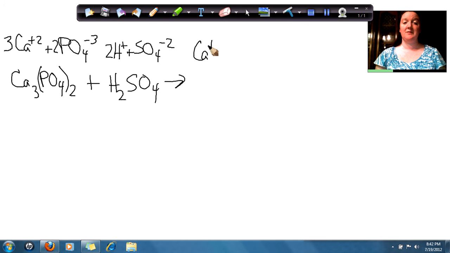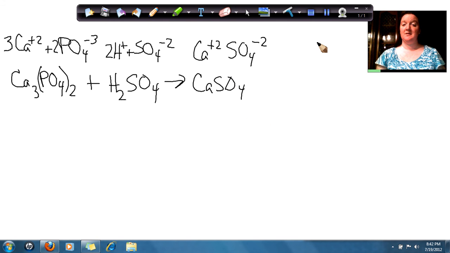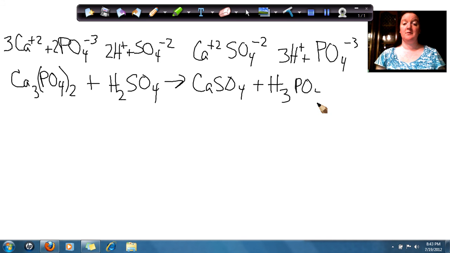So now we know calcium has a +2 charge. We know sulfate has a -2 charge. So when you put those things together, we get CaSO4. And phosphoric acid, we know that comes from our phosphate ion, which has a -3 charge. So how many hydrogen ions do you need to balance that out? We have to have 3 hydrogen ions with our phosphate. So that's going to give us H3PO4.